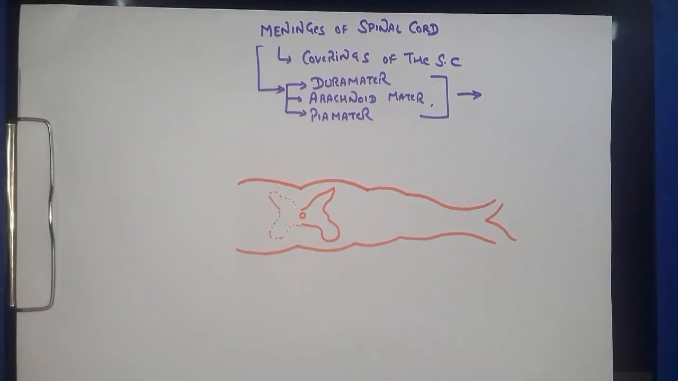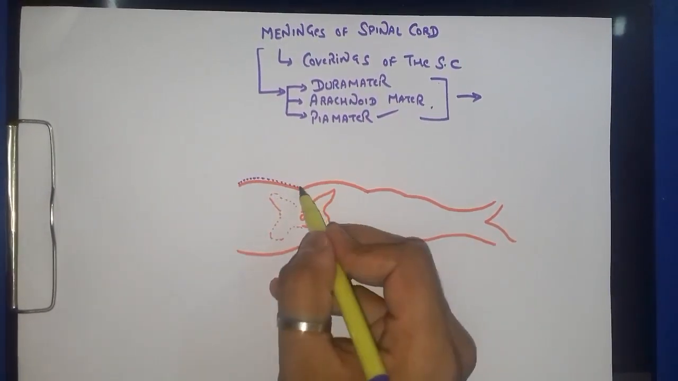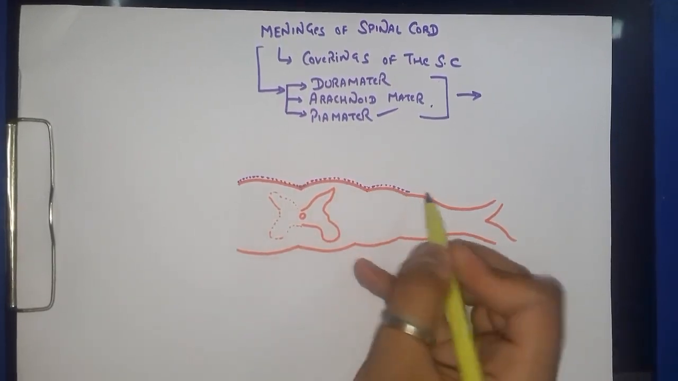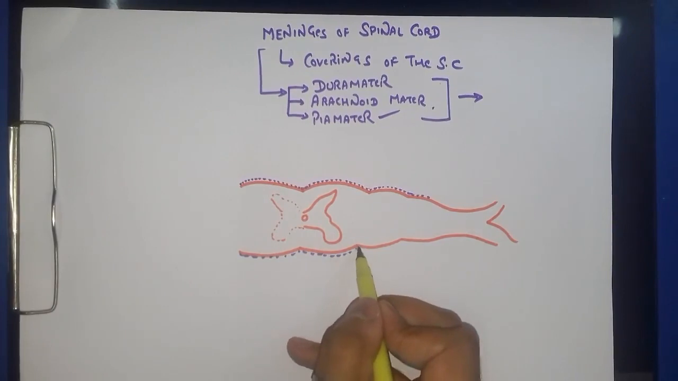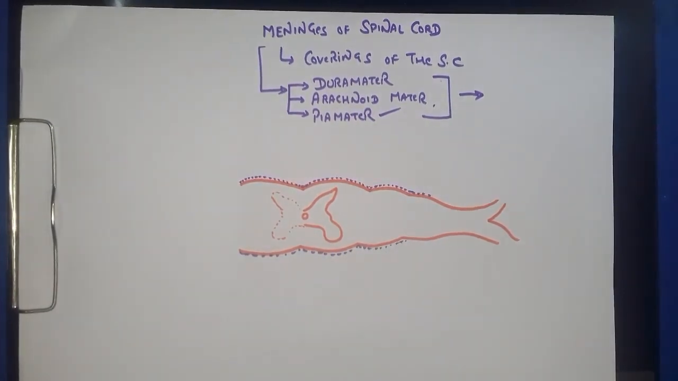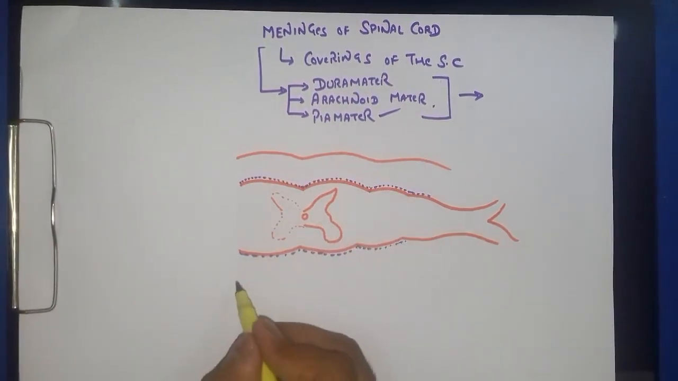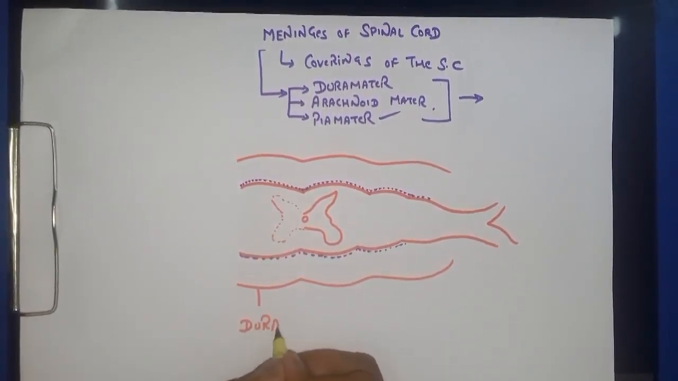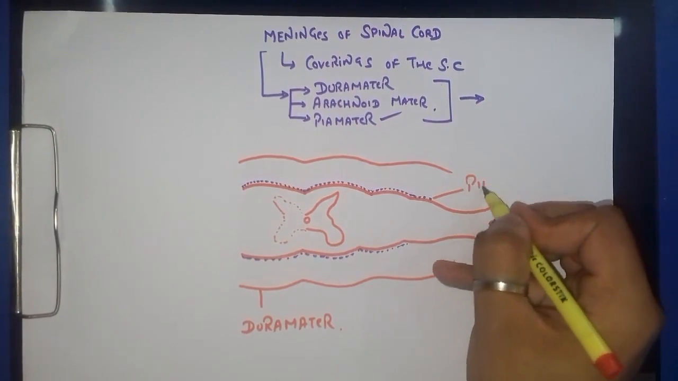Now it must be noted that firstly we should know about the pia mater. The innermost covering, which is attached fully to the spinal cord, is the pia mater. So here we can make the pia mater. The outermost covering, this is the dura, or you can say dura mater. This was the pia mater.